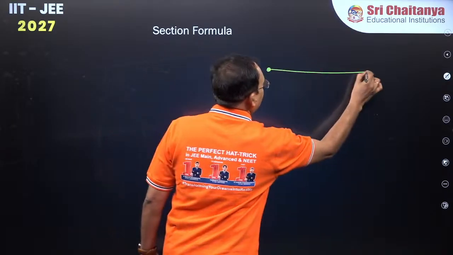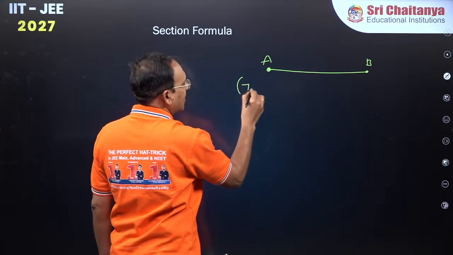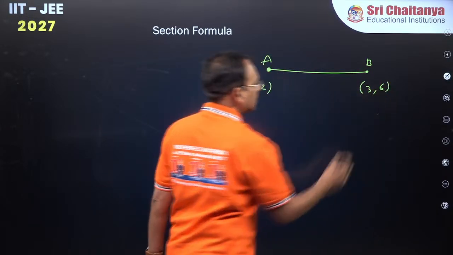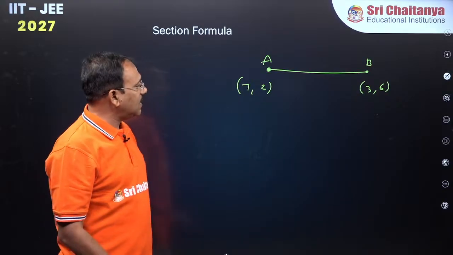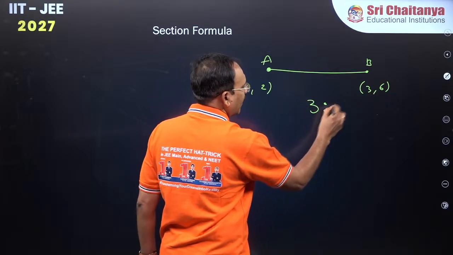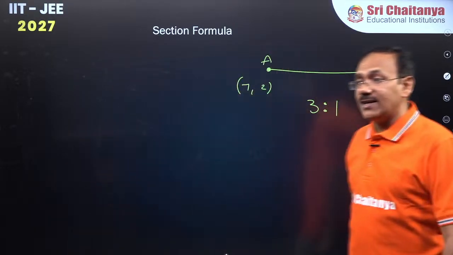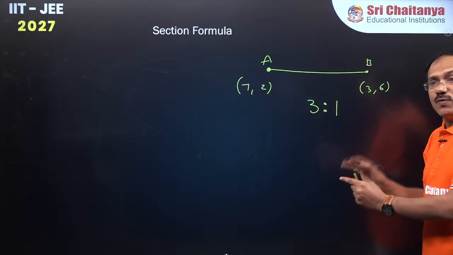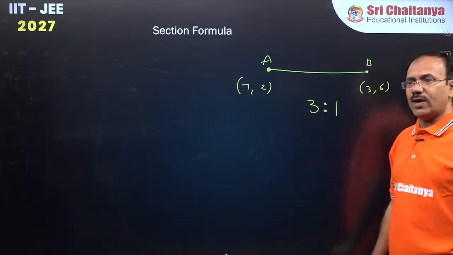There is a line segment AB. Say this is 7, 2. This is 3, 6. So, find the point which divides this in the ratio 3:1 internally. Come on, all of you find. Try to find the point which divides AB in the ratio 3:1 internally. Come on, all of you please try. Let me know the answer. Quick.